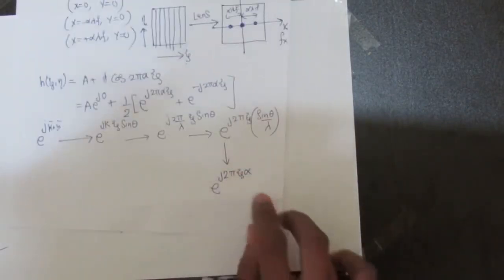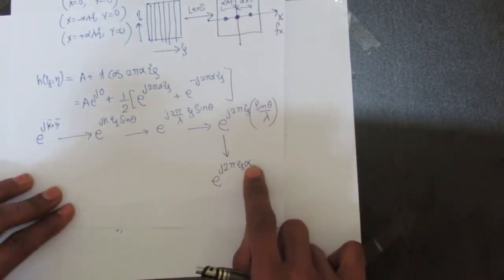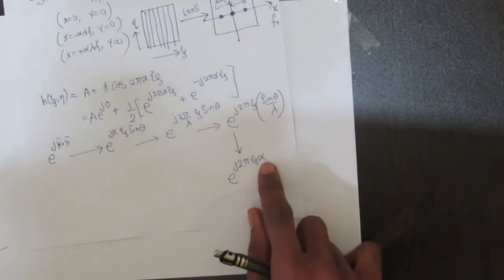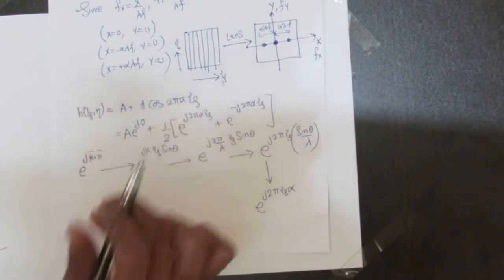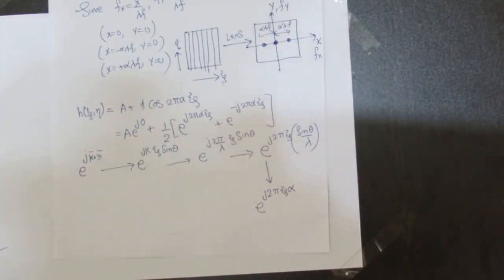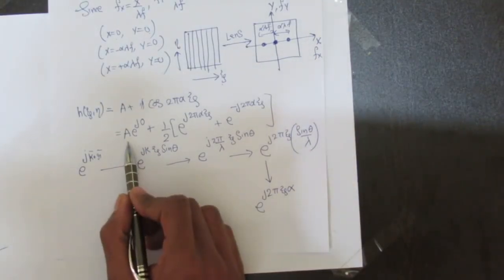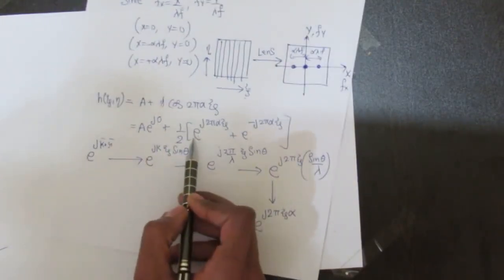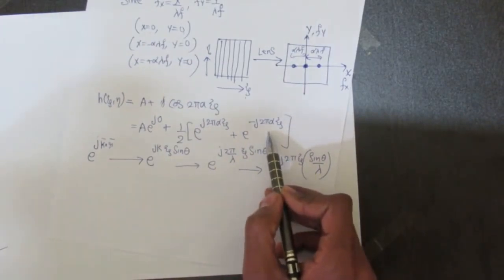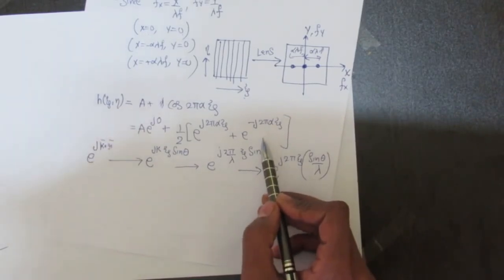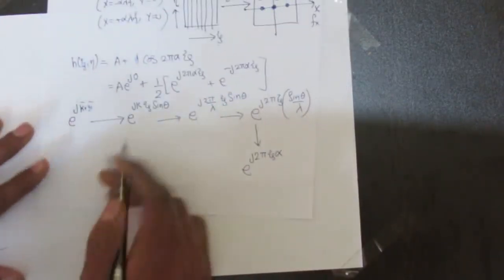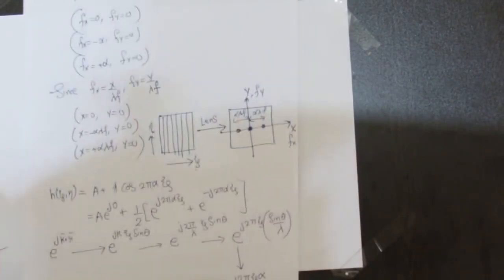So now this alpha is the spatial frequency. As you can see, the given function h of zeta eta, we can split into three terms. The first term is this one, the second term is this one, and the third term is this one. That means that you have three plane waves present in this one. Let me write down.